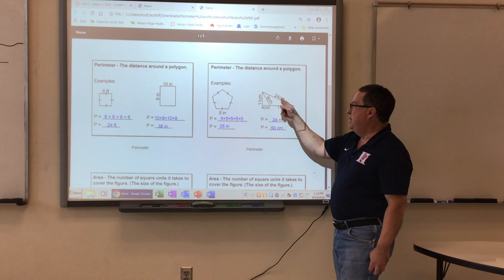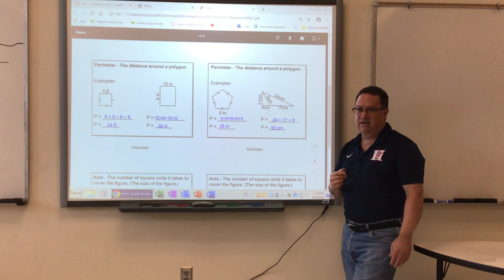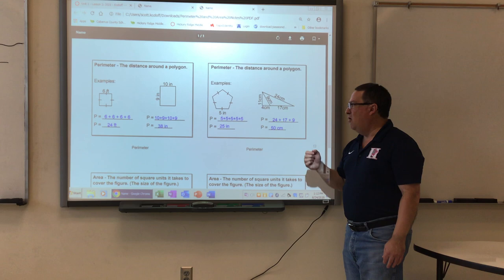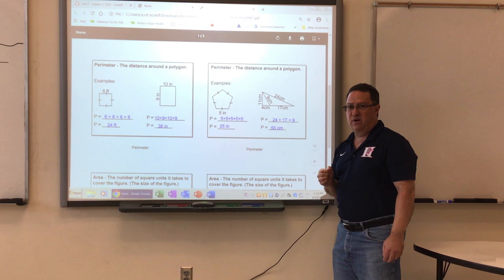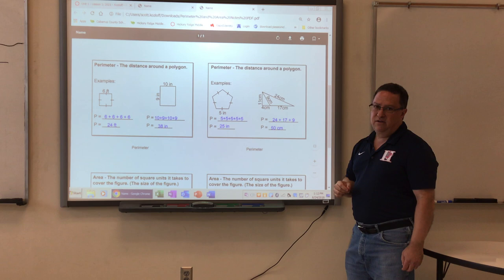And then again on a triangle, I want to remind you all that when you see dotted lines, those are invisible lines. So when we are talking about perimeter, all we want are the 3 sides of the triangle. We don't worry about the height of the triangle, we're only worried about the actual 3 solid lines that create that triangle. So 24, 17, and 9 would give me the total perimeter for that particular shape.